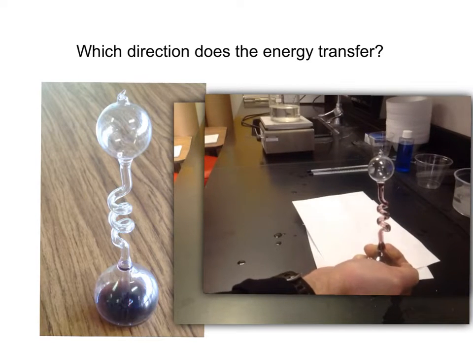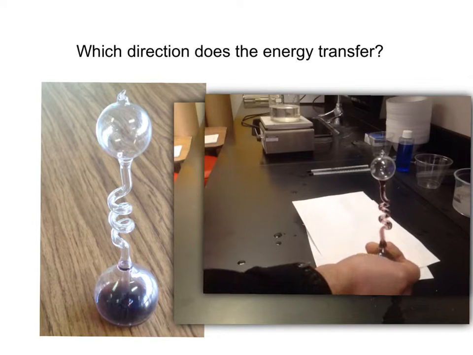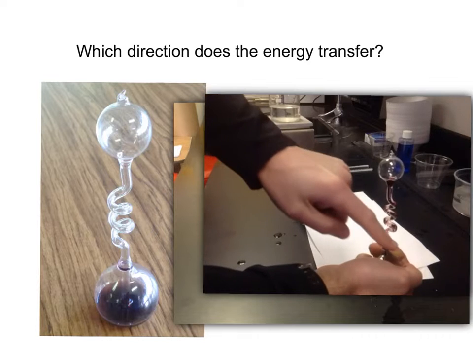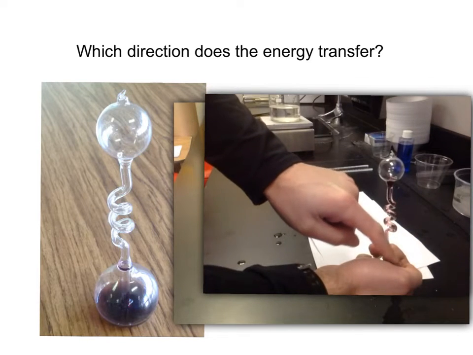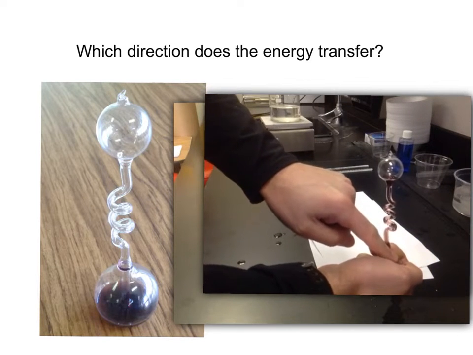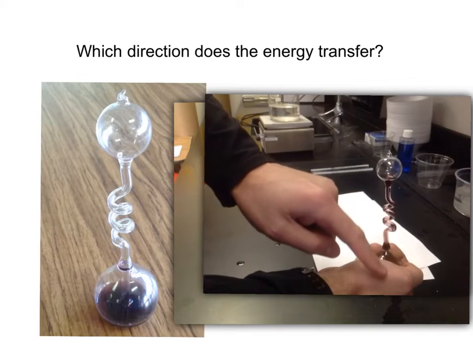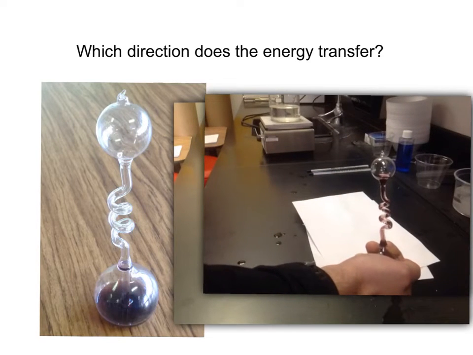Which direction does the energy transfer? Is it transferring A, from my hand to the gas in the hand boiler to the liquid? Or is it transferring from the gas and the liquid in the hand boiler to my hand? So hand to boiler or boiler to hand?